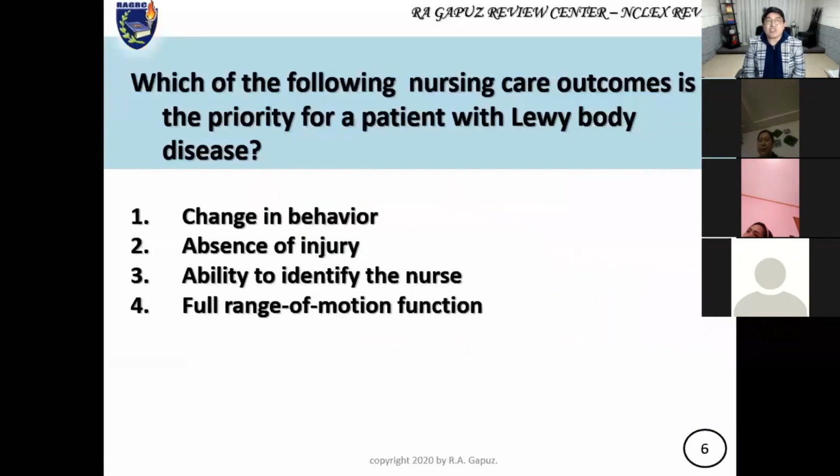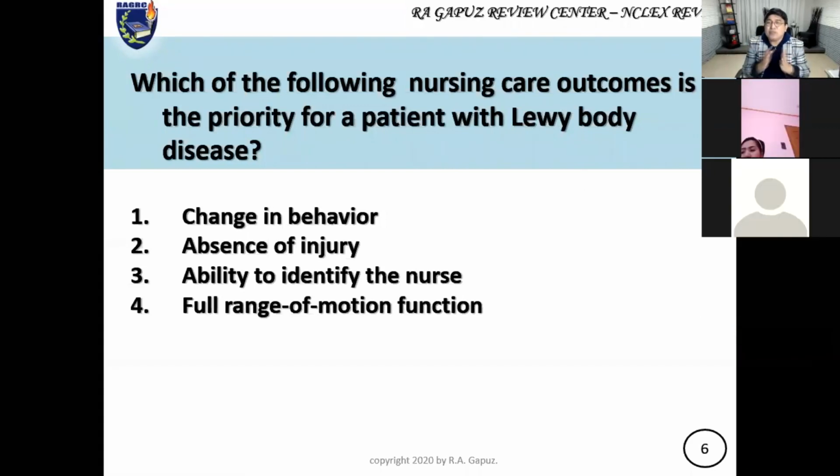Okay? So here's a question. Which of the following nursing care outcomes is the priority for a patient with Lewy body disease? Now here comes the challenge. You are faced with a diagnosis that you are not familiar with. We're talking about the Lewy body disease. Okay, so Lewy body disease is actually a neurocognitive disorder. Now, so that it's going to be easy for you to remember it, let's not be too technical about it.